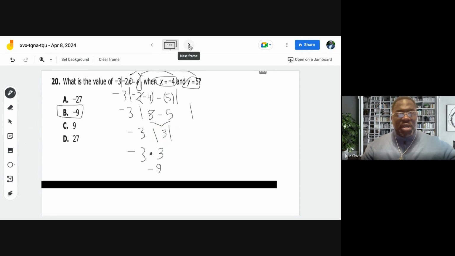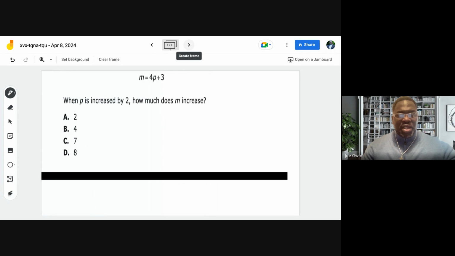I'm going to do one more. I'm not going to do too many on this one video, but we'll do 2 problems on this video. This next one is another MCA release question. And this one says M equals 4 times P plus 3. There's nothing in between the P and the 4, that's why I said times there. So when P is increased by 2, how much does M increase?